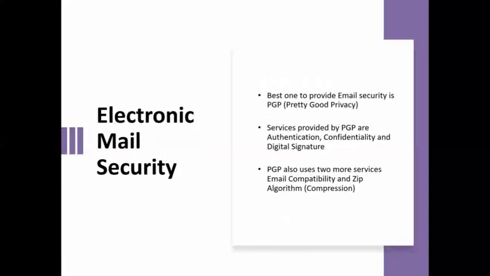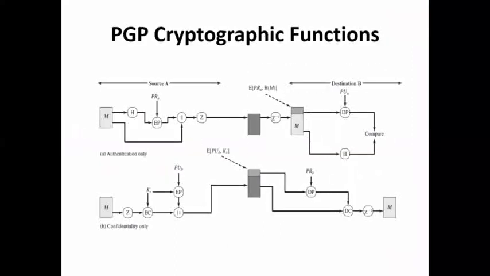PGP, as we already know, is Pretty Good Privacy. Why do we need it? To provide the best email security. I already said the three main important services are authentication, confidentiality, and signature. Now we will see the PGP cryptographic functions in detail.